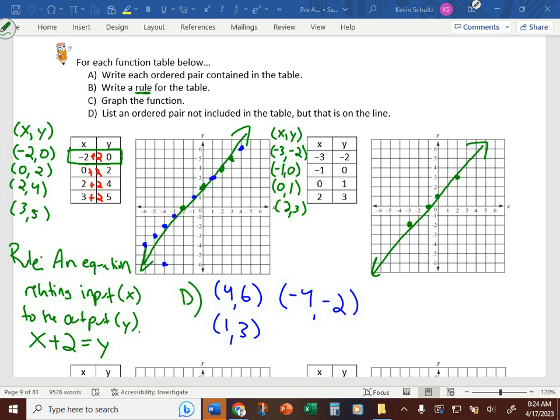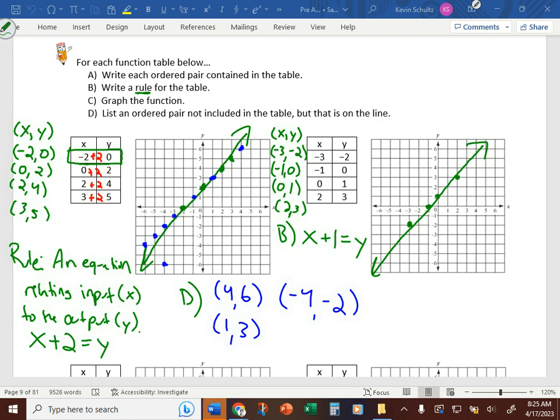Okay? And there we have it. So we've done letter A, we've done letter C. What's the rule for the table? How do we get from x to y? What's that relationship from x to y? To get from negative 3 to negative 2, from negative 1 to 0, from 0 to 1, from 2 to 3. What are we doing? Landon? Adding 1. Okay? So in this case, our rule, letter B here, x plus 1 equals y.